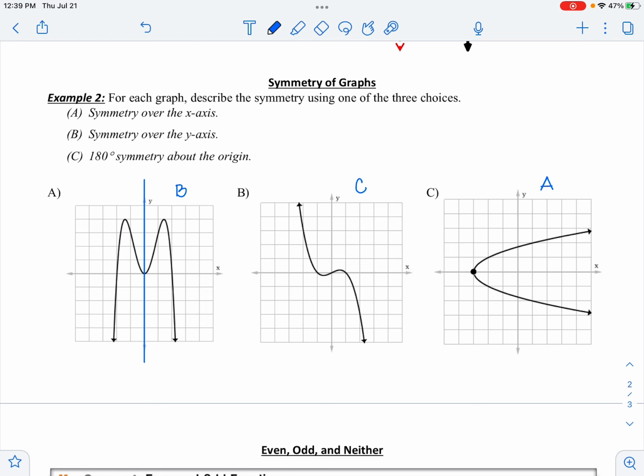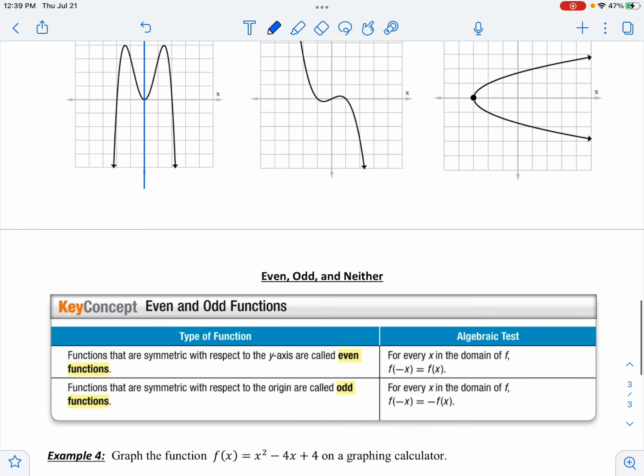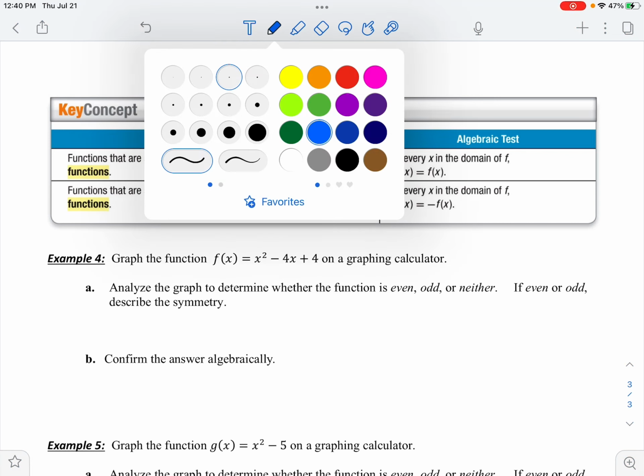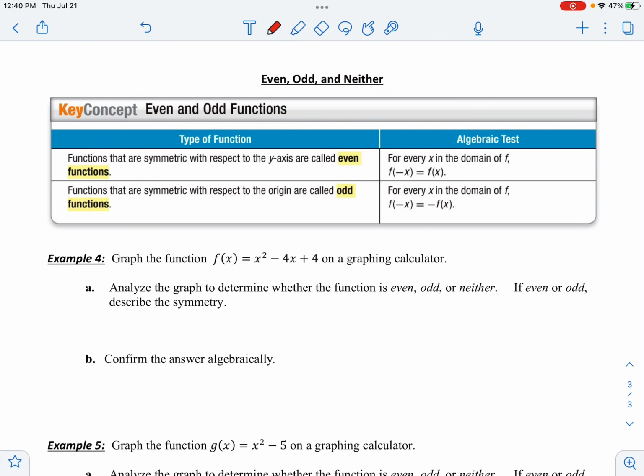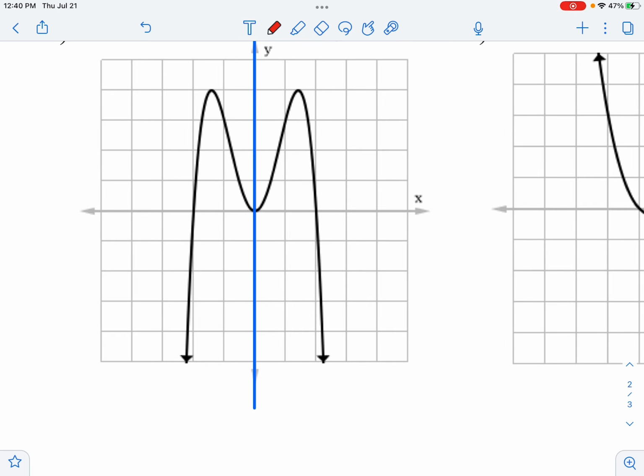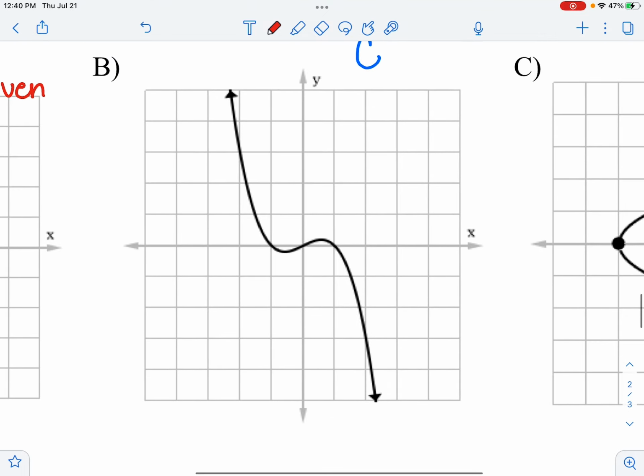All right, last but not least, we have to talk about whether a function is even, odd, or neither, okay? So, the first part here says functions that are symmetric with respect to the y-axis are even. So if we go back to this, we can tell whether these functions are even or odd, okay? If a function is symmetric about the origin, then it's odd. So y-axis would be even, origin is odd. So if you look back here, this is symmetric over the y-axis, this is even. This is symmetric about the origin, this is odd.